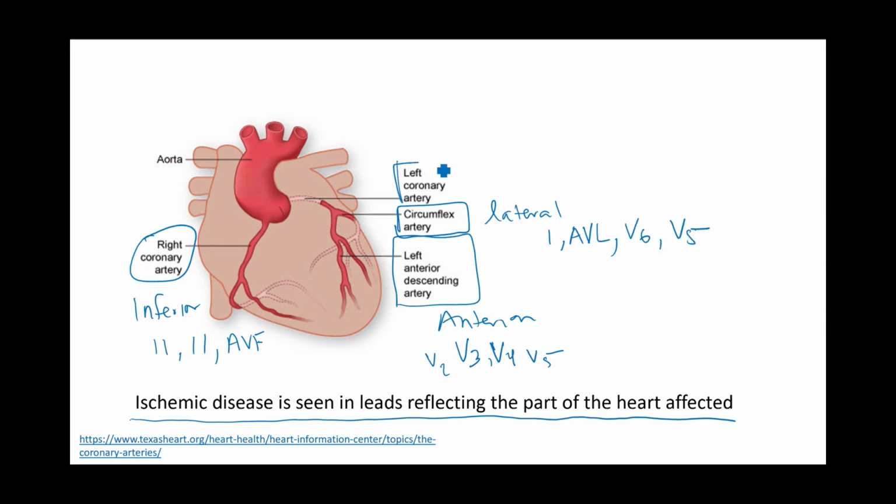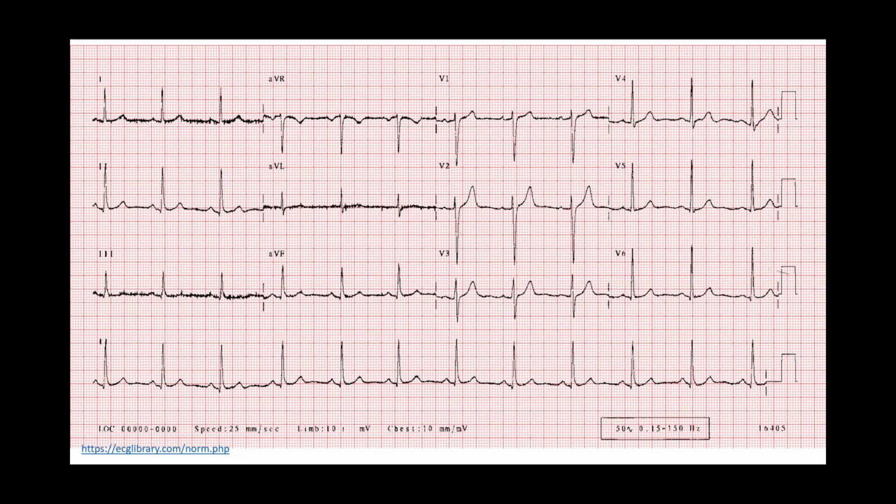If we had disease of the left coronary artery, we would expect EKG changes everywhere from the septal leads to the anterior leads to the lateral leads, which is everywhere from V1 to V6. This is just another way to think about how specific leads reflect specific parts of the heart.